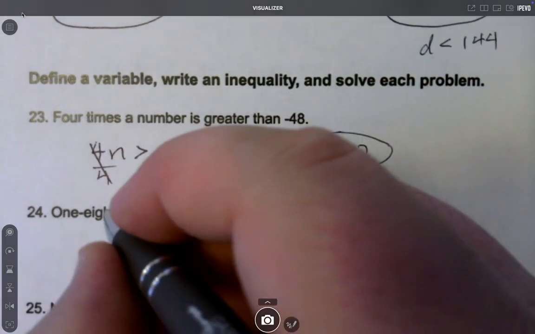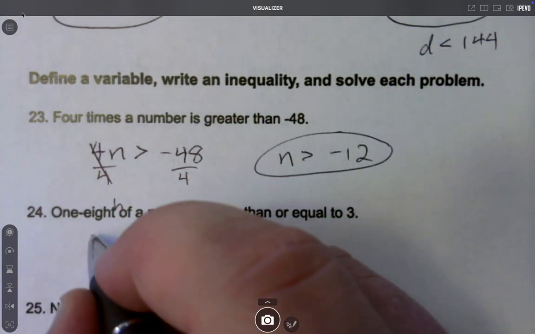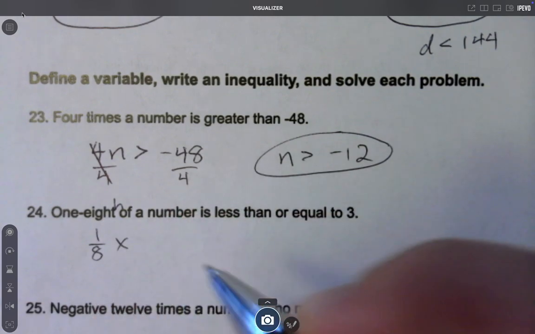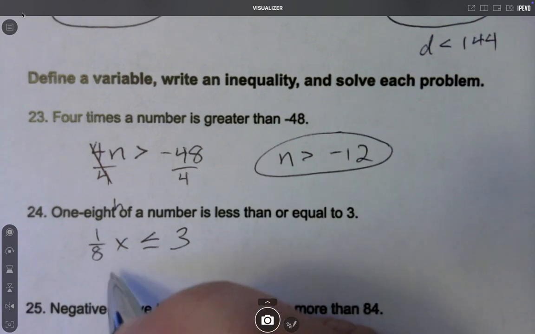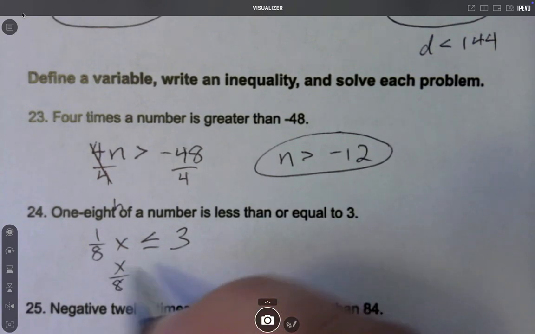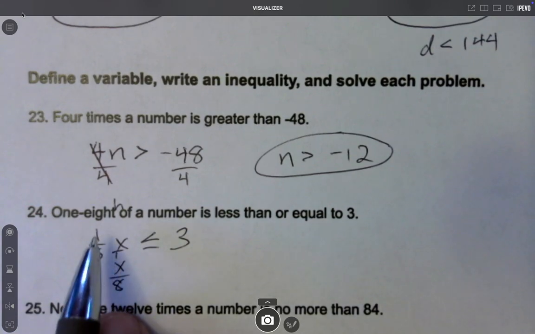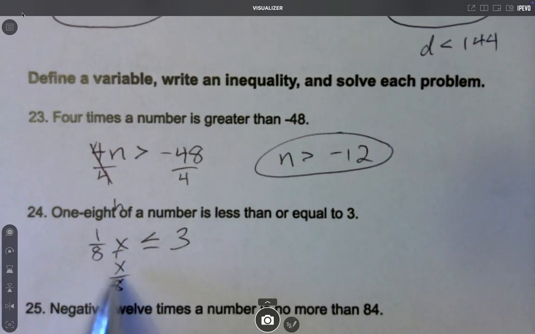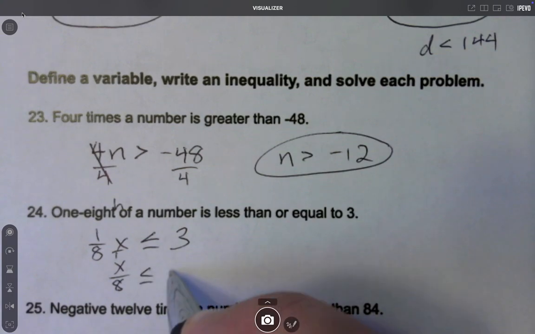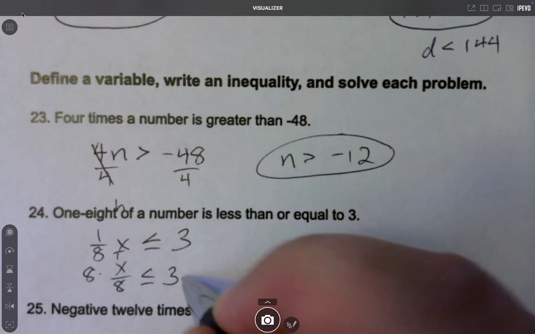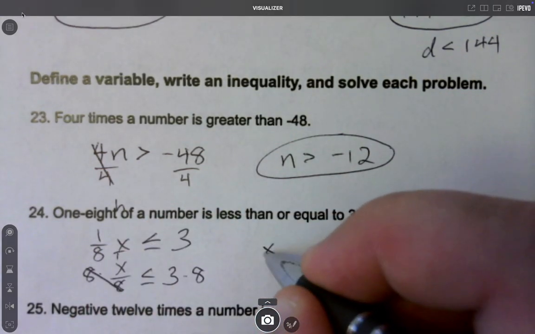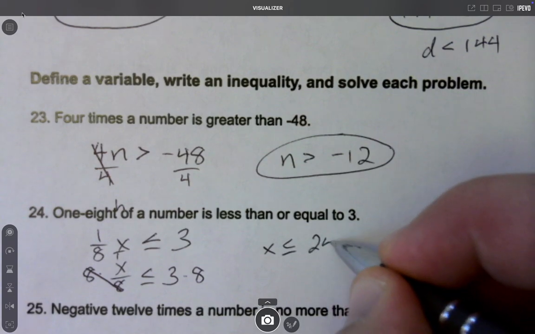Okay, sorry for the typo there, 1/8 of a number. So 1/8 of x is less than or equal to 3. Okay, so on this one, multiplying by 1/8 is the same thing as saying x divided by 8. Because if you think about it, this is x over 1, this is 1 over 8. 1 times x, 8 times 1. So now we multiply both sides by 8, and we get x is less than or equal to 24.